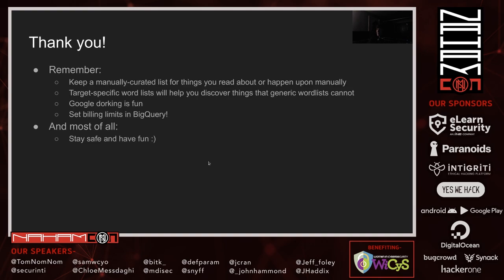So that's it from me. A big thank you for listening if you made it this far. And really, I think the important things to remember are keep a manually curated list for the really interesting things that you read about. So have that small, fast list, but also target specific lists are going to help you discover things that generic word lists ordinarily cannot. Google Docking is fun. If you're feeling brave, maybe have a play with that Chrome extension I put together, and also set billing limits in BigQuery. Because otherwise you can have a really bad time.